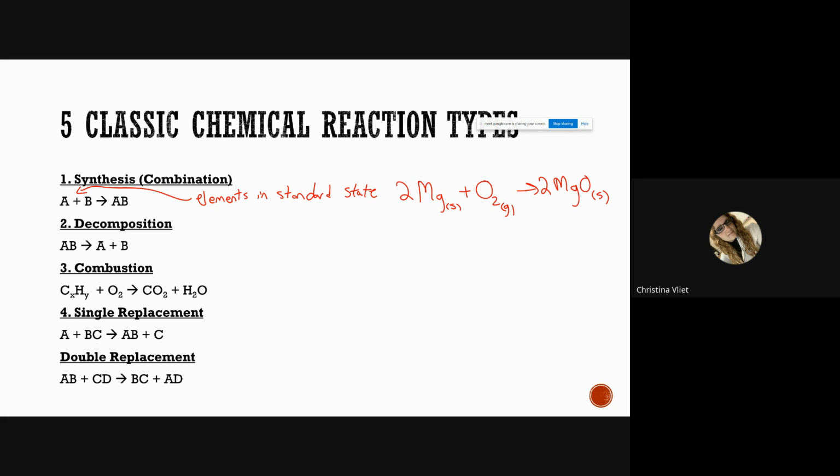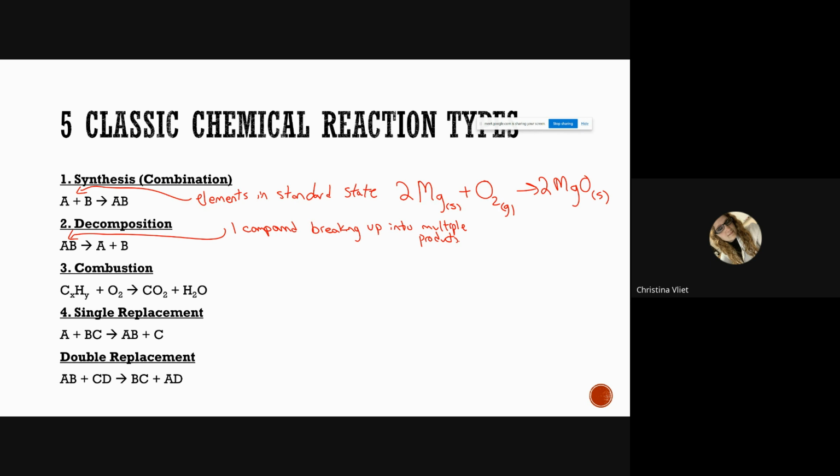Decomposition. You start with one compound and you end up with multiple elements. So you start with one compound, breaking up into multiple products. That's decomposition. It is literally, most of the time, the exact opposite of a synthesis reaction, but we'll be looking at a very specific decomposition later today.